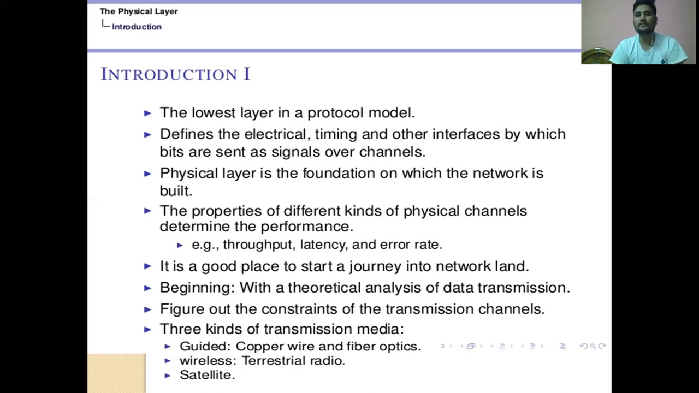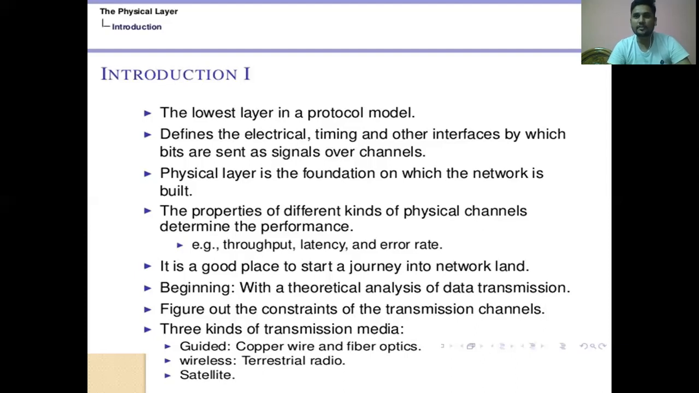So we'll figure out the constraints of the transmission channels. There are three kinds of transmission media. How the data has to be transmitted, just note down these three points. The media is categorized into three categories. So what is the need for media?